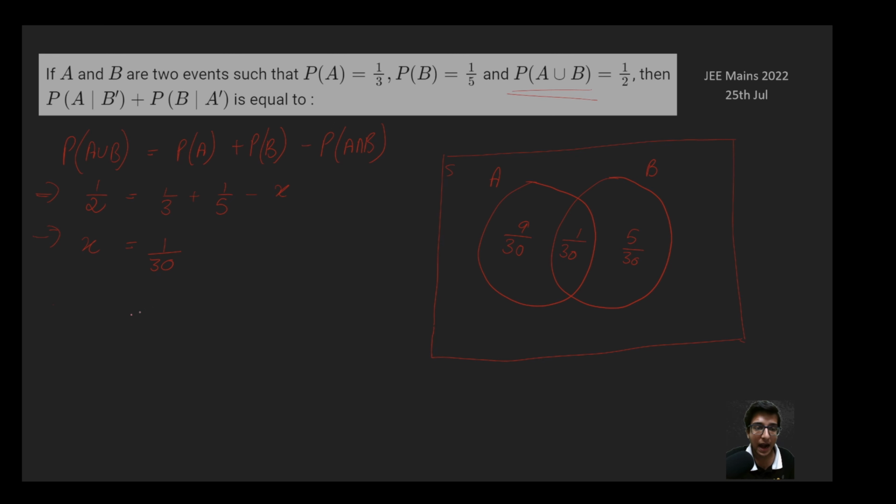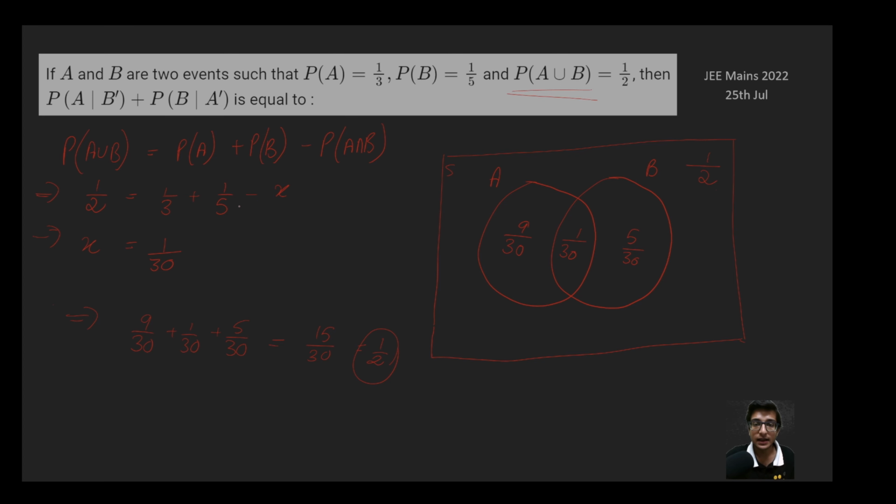Now if I were to add all these values, let's say 9 by 30 plus 1 by 30 plus 5 by 30, what value am I getting? 15 by 30, which is half. That means the values that are inside are equal to 50% of my values. That means my universal also has some value, which is 1 by 2.